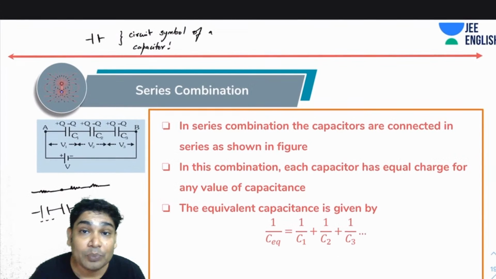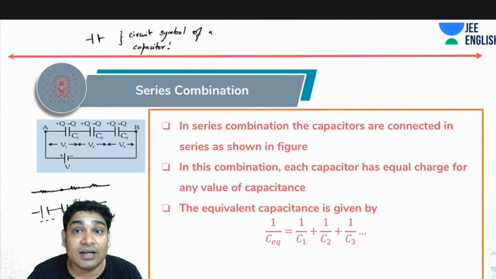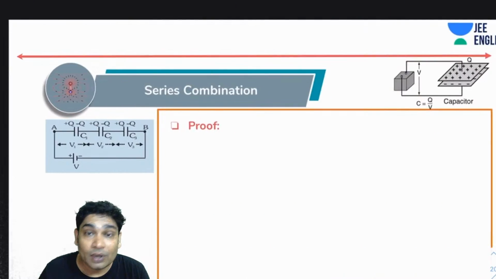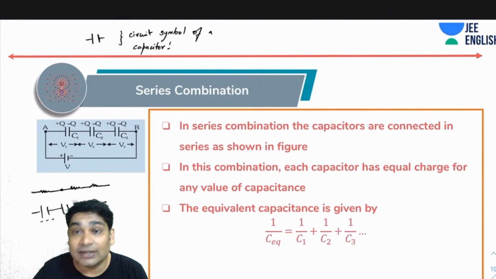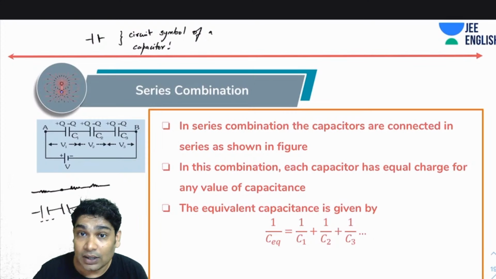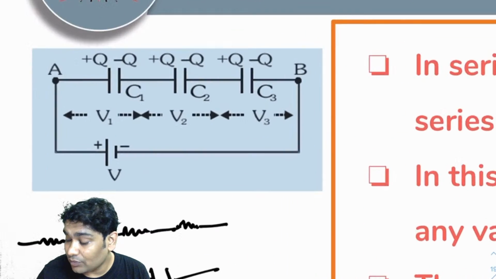Alright. So that is the circuit symbol of a capacitor, and this is what a series combination of capacitors is going to look like. So these are the capacitors which are connected in series. Now, I'm saying that in this combination, you will realize that each capacitor has equal charge for any value of capacitance. Why? Let's see.